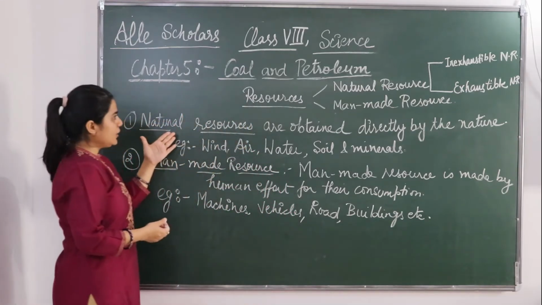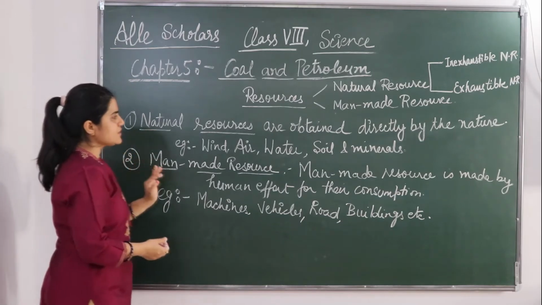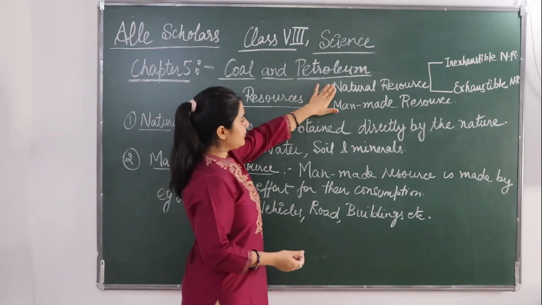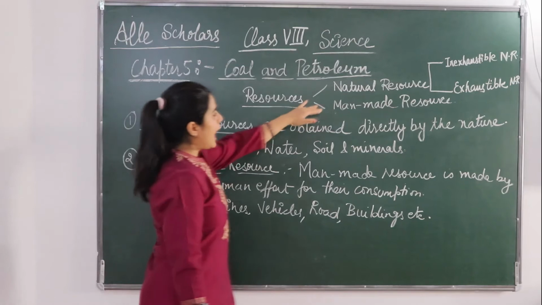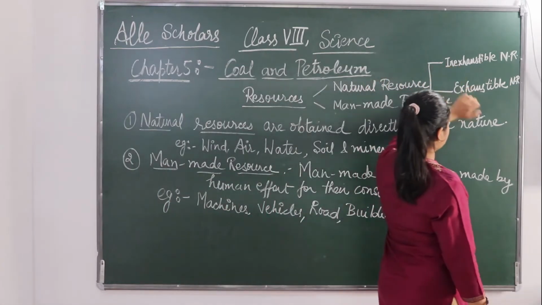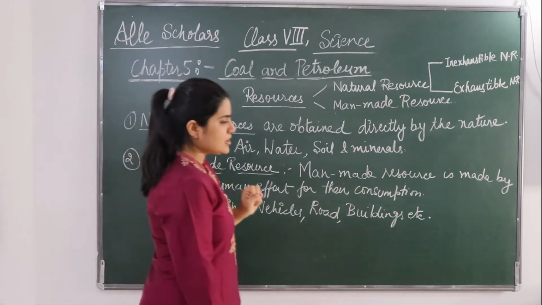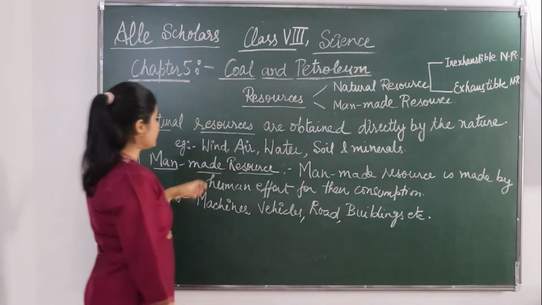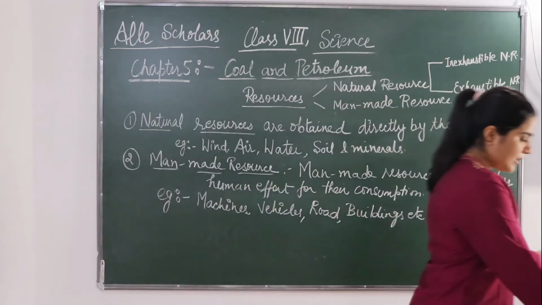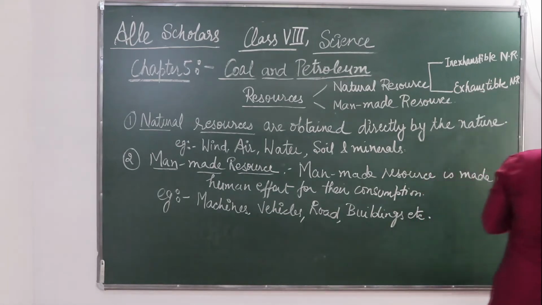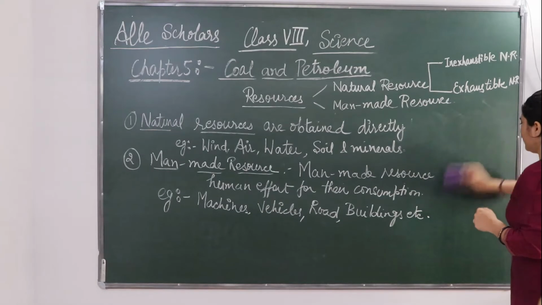Okay, so here you can see about natural resources we have discussed, about man-made resources we have discussed. Resources can be classified as two, natural and man-made, that we have discussed, and natural resources can further be classified as exhaustible and inexhaustible. Okay, now the question is, how can you say that these man-made resources are being made from the natural resources? Okay, so let's see some of these examples I will be showing you.